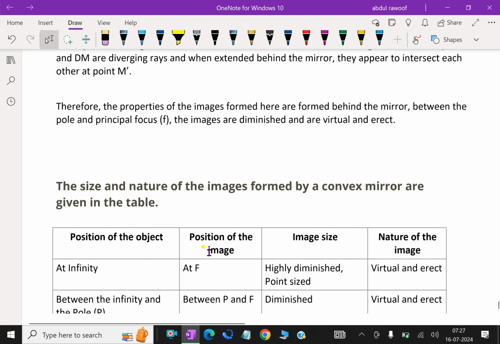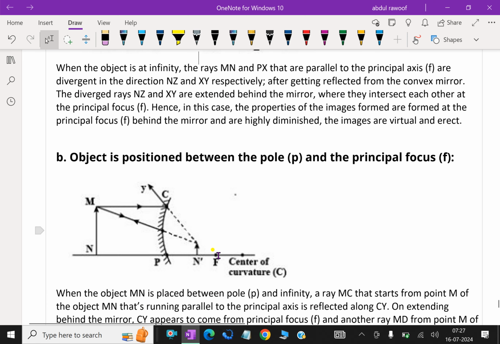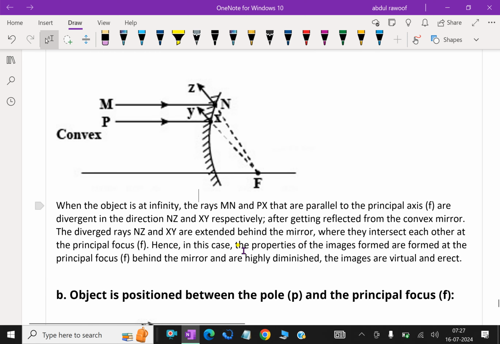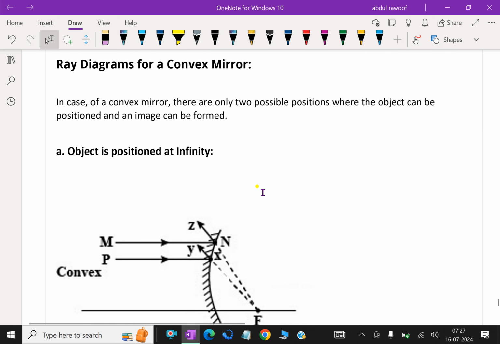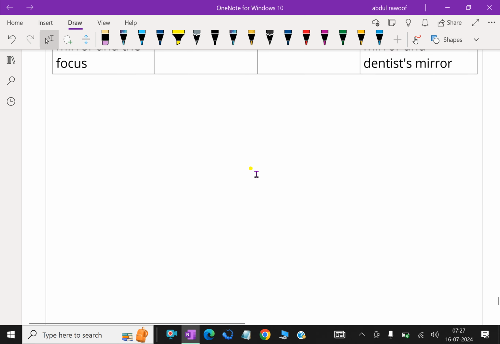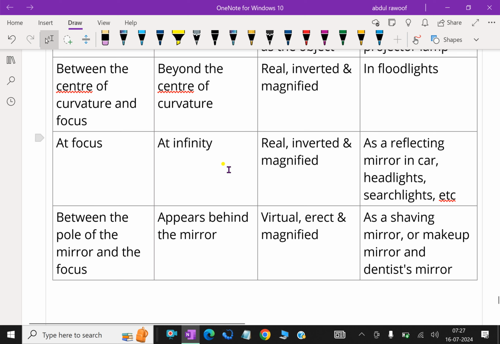So far we discussed, a little lengthily, how to draw a ray diagram and what the size and nature of the image is in different positions for concave and convex mirrors, and the tabular form of the positions of the object and image, and uses also. We have done.